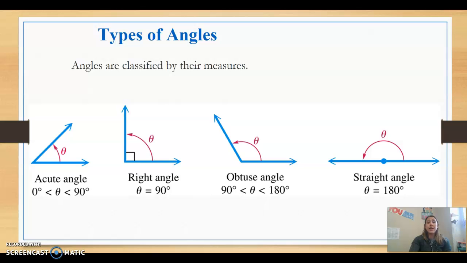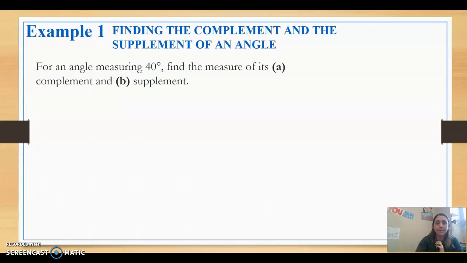So the different types of angles: we've got an acute angle, which is going to be between 0 and 90. A right angle is exactly 90. An obtuse angle is going to be between 90 and 180, but not including 90 and 180. And a straight angle is 180.